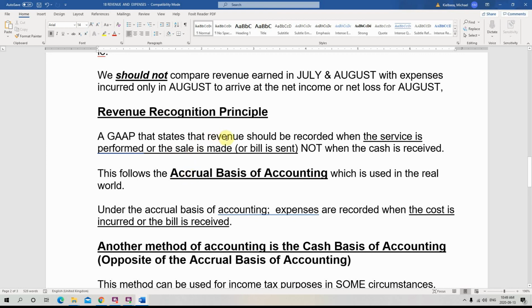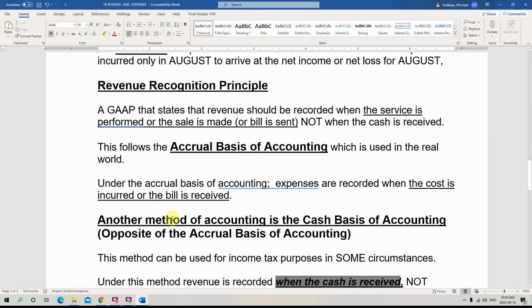So under the accrual basis of accounting or the revenue recognition principle, it's revenue when the service is performed or the sale is made. So we've performed the service or we've made the sale or the bill is sent. Not necessarily when the cash is received. Okay? So we record revenue when we perform the service or we send the bill, not necessarily when we receive the cash. And under the accrual basis of accounting, we record expenses when the cost is generated or the cost is incurred or the bill is received, not necessarily when we pay the amount. Okay?